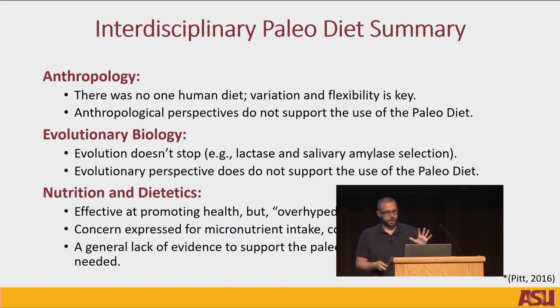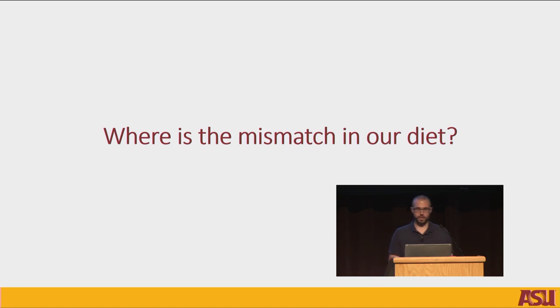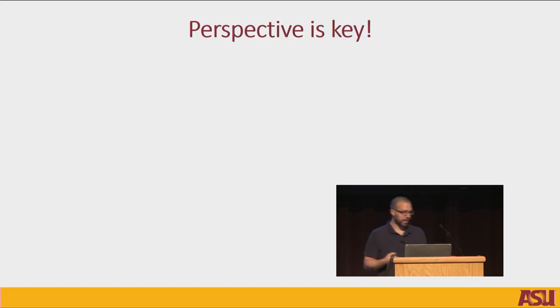And I think the reason that there's not a clear answer in the literature is really just a matter of perspective. And where is the mismatch in our diet? So when we're talking about how our diet has changed over time and looking at evolutionary mismatch, what has actually changed in our diet? And I really think it's a matter of perspective with how we're defining or thinking about diet.